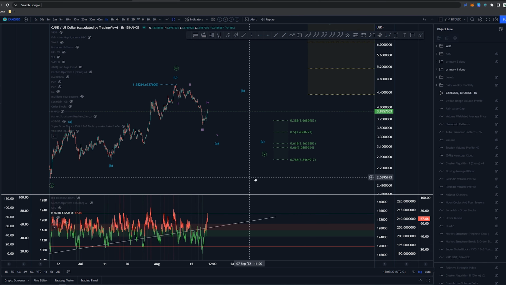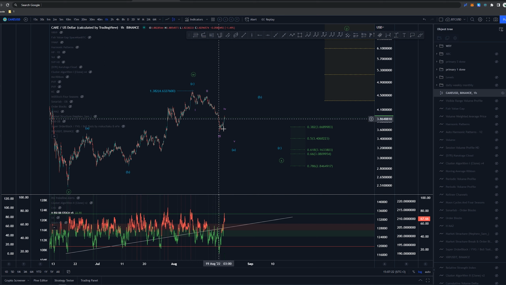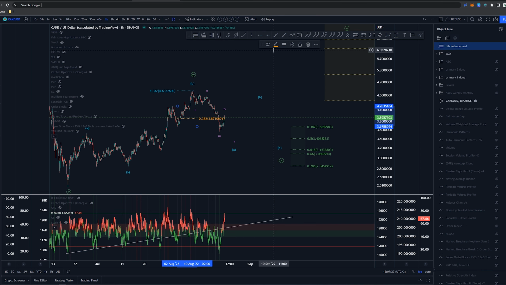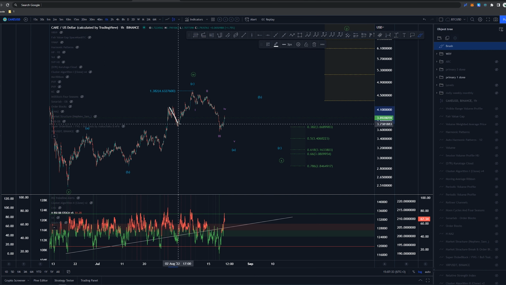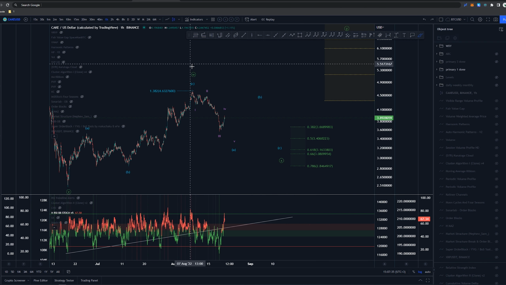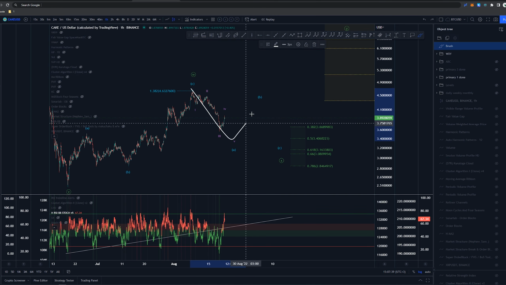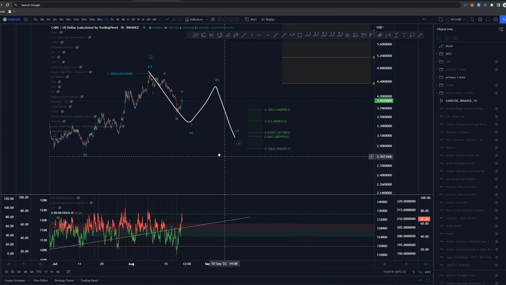To me, I don't think this has a possibility of linking back to the structure before, because it is going to go beyond the 1.618 extension of this first leg as a retracement. So that's why I don't think it is part of that. So most likely it is going to be something like this.